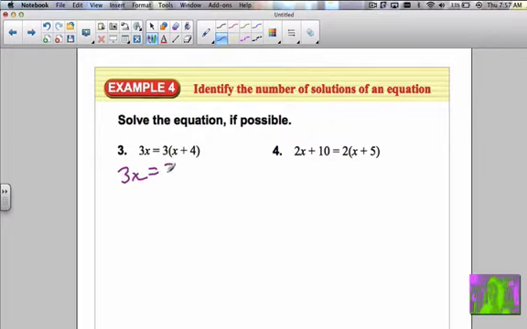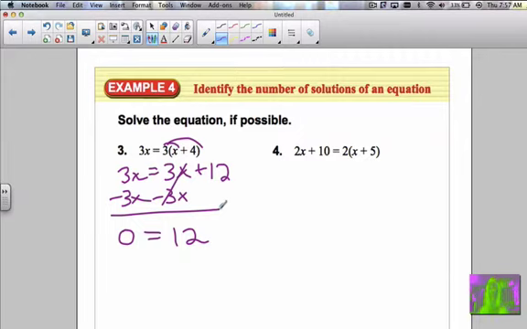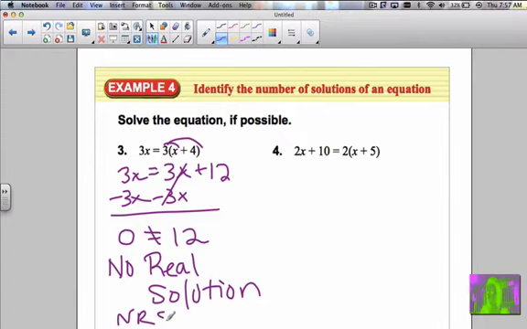Number 3, I need to distribute on the right side to simplify. Now when I move all of my x's to the left side, 3x minus x is 0, and I'm left with 0 equals 12. Is that a true statement? 0 does not equal 12. So since it comes down to something like this, it would be no real solution. So there is no solution to this problem, or NRS.